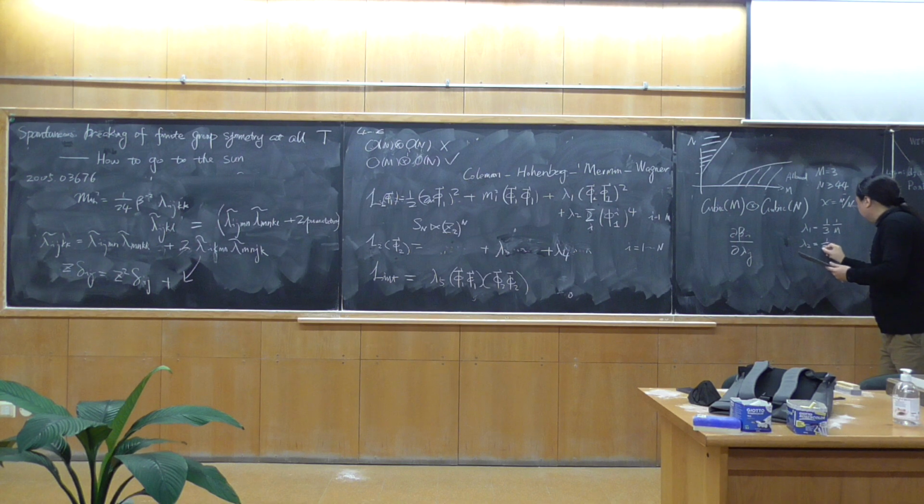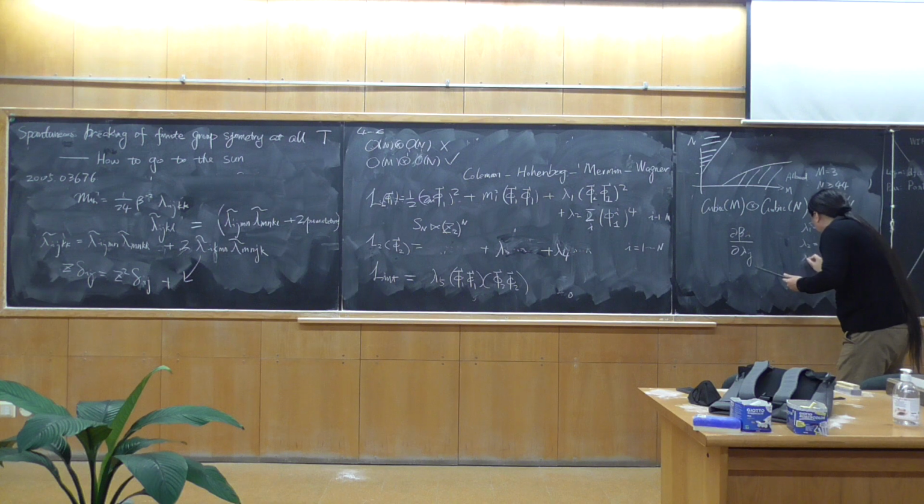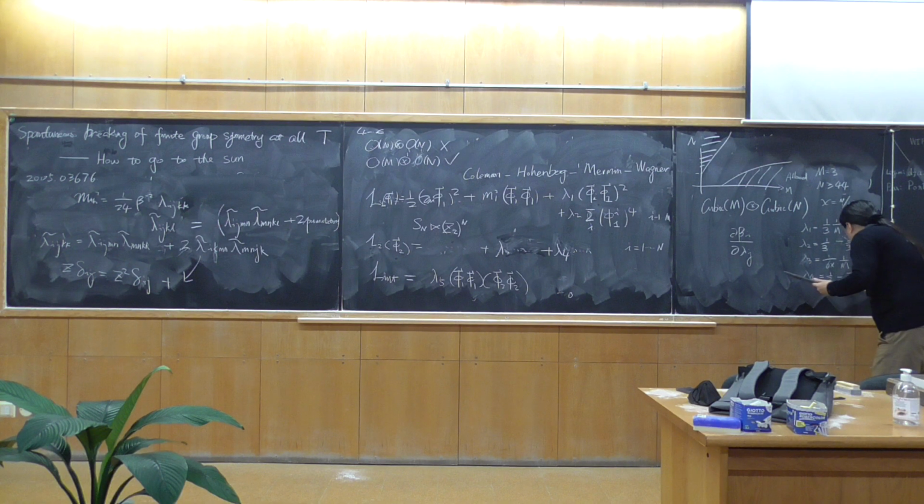So interestingly, lambda 3 is equal to 1/6 x 1/m. Lambda 4 is 1/3 minus 2/3 x 1/m. Lambda 5 is negative 1/6 square root of x 1/m. So, okay, these are the couplings of the fixed points I was talking about.